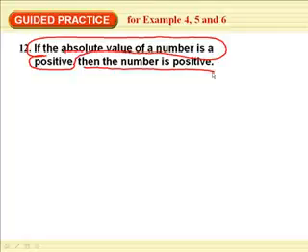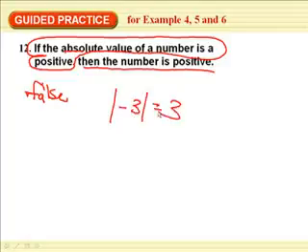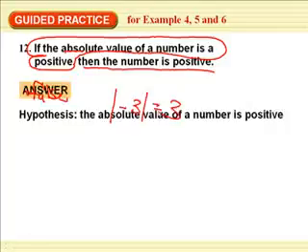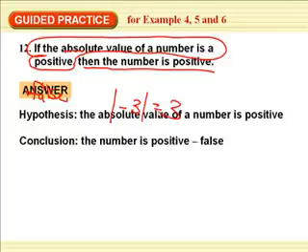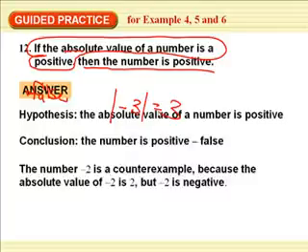Well, the absolute value of a negative, that's a tough one. I think it's false because if the absolute value of a number is positive, then the number is positive. But the absolute value of negative numbers is also positive, like the absolute value of negative 3 is also positive 3. So I think it's false, yes. And negative 2 is their counterexample. I used negative 3. Okay.